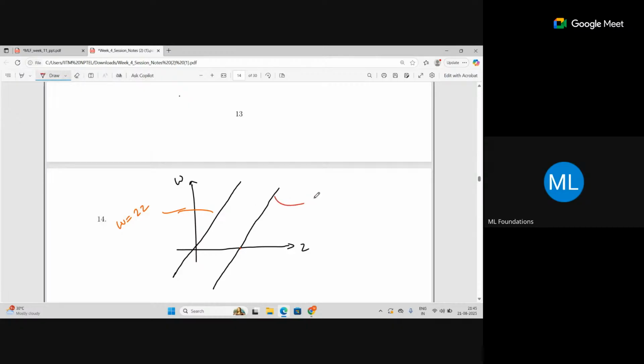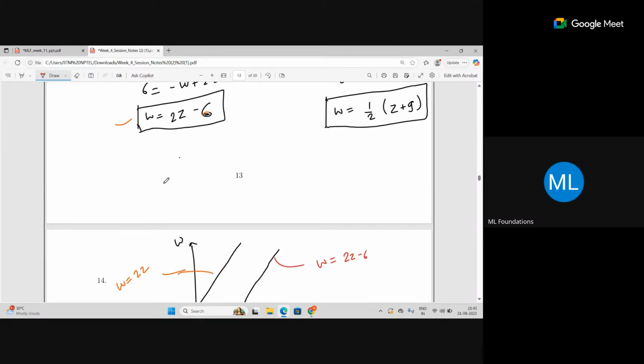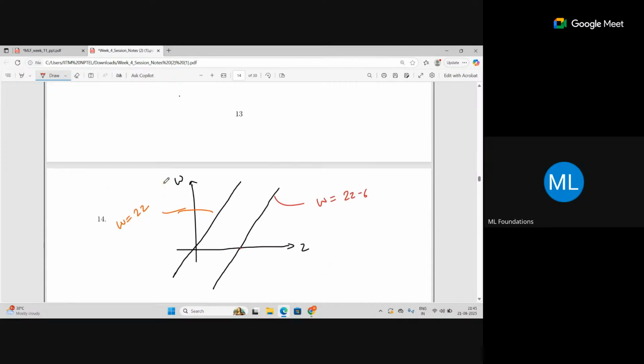So now W equal to 2Z minus 6. Right. Okay. Yeah, fine. I think that way is correct, because then Z equal to 3. So I think this intercept will be 3.